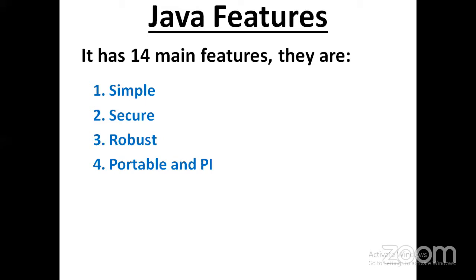Next point. The Java programming language is not just portable and platform independent, it is architectural neutral. What is the meaning of architectural neutral? Try to understand. Earlier processors were 16-bit processors. Later they upgraded to 32-bit processors. Now the latest processor is what? 64-bit processors with so many microprocessors. The internal number of microprocessors is different.